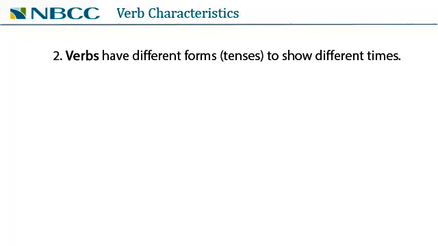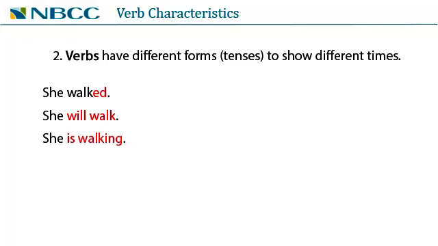A second characteristic is that verbs are the only words that have different forms called tenses to show different times. For example, she walked. The ed form of walked shows that it's in the past, so walked is a verb. She will walk. Making a phrase with the auxiliary verb will shows that it's in the future, so will walk is a verb.